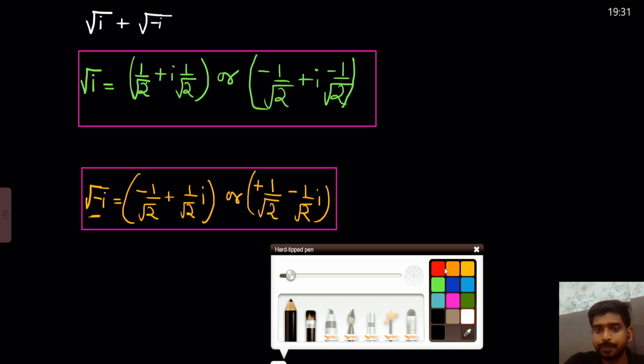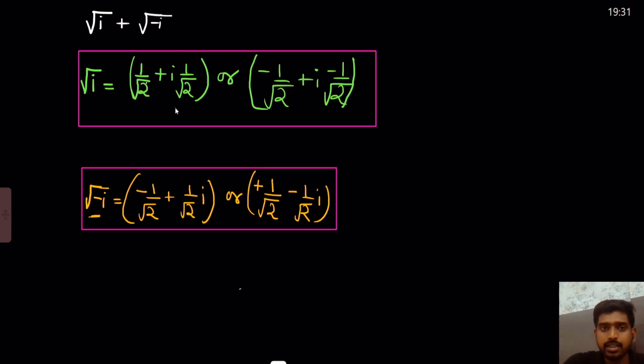Now next, we have to add both of them. Let's see. Under root of iota can be this or it can be this. When under root of iota is this value, under root of minus iota can be this or it can be this. So there can be four possibilities. When this term and this term are added, what will we get?